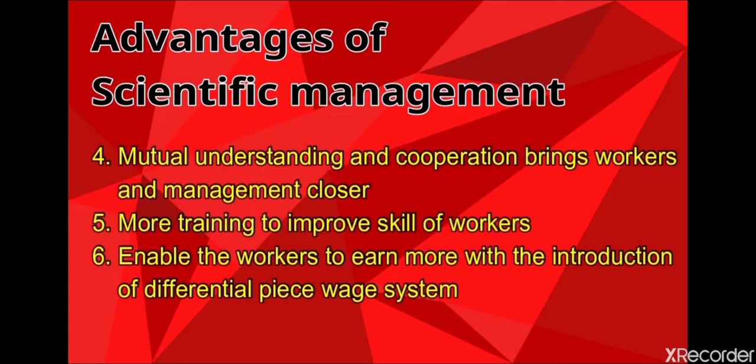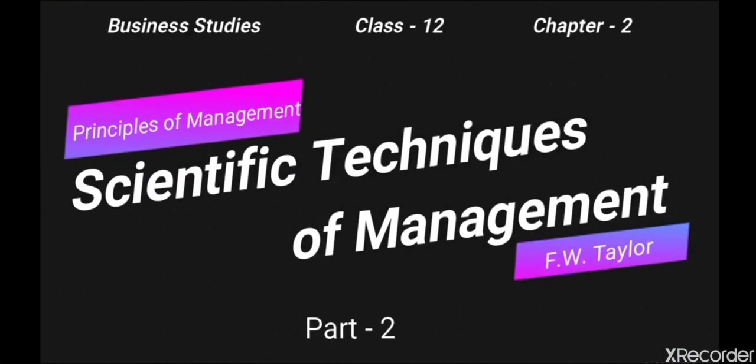Number 6, enable the workers to earn more with the introduction of differential piece wage system. If the worker wants to earn more money, then he has to increase his skills to be efficient, and when he becomes efficient, his price range must be higher, means he will start getting higher wages than the other one. Clear?